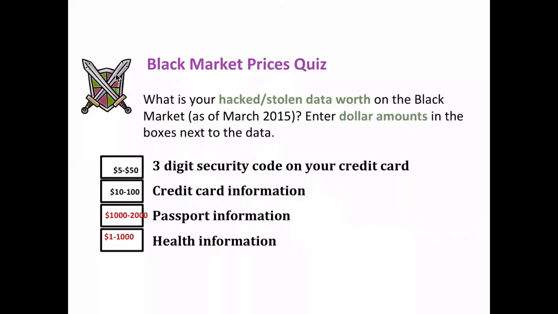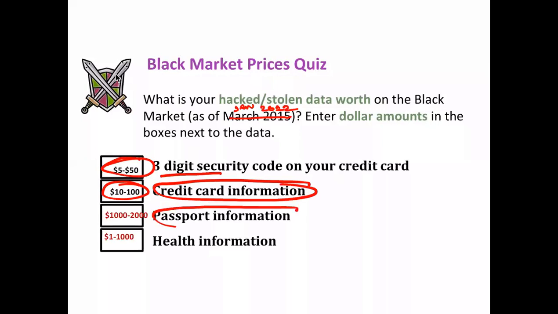Okay, so I just want to tell you these are numbers I found from January 2022. Your 3-digit CVV number can fetch, depending on who you are, between $5 to $50. Your credit card information, credit card number, and a few other details, name, CVV, etc., $10 to $100. Your passport information can go for $1,000 to $2,000. Why?